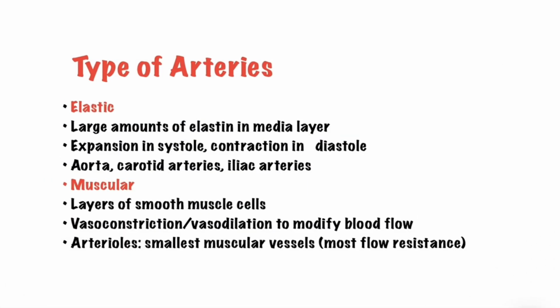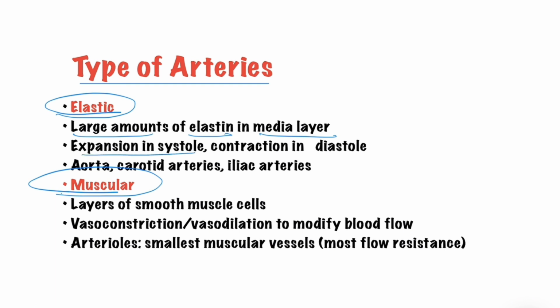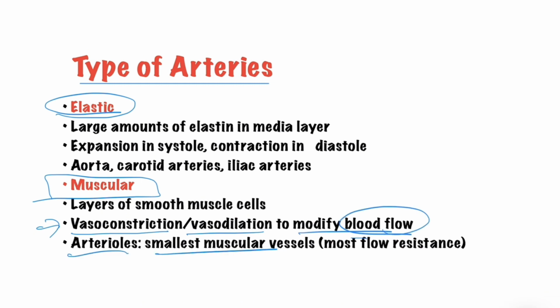There are different types of arteries. Not all arteries are the same. Some are elastic, and some are muscular. Elastic arteries have a large amount of elastin content. They have elastin in the middle layer, and it expands in systole and contracts in diastole. Elastic arteries are the large arteries like the aorta, the carotid artery, and the iliac artery. The muscular artery has a layer of smooth muscle cells, and it has the ability of vasoconstriction and vasodilation to modify the blood flow. Arterioles are the smallest muscular vessels, which provide most of the flow resistance.